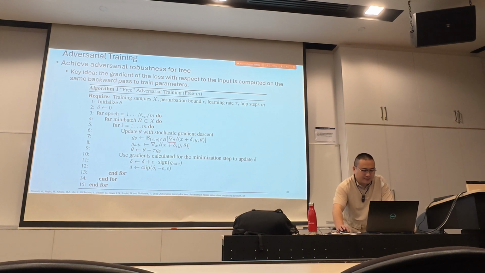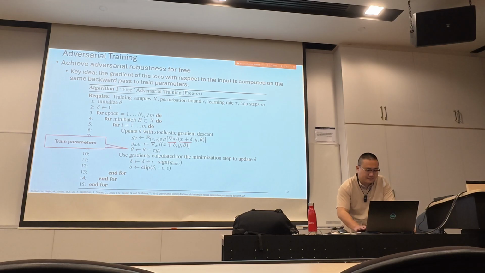So we calculate the gradient, but here, because we are doing adversarial training, we still apply the perturbation to the input, and then we calculate the gradient. And then we run the gradient descent. So we update theta in the opposite direction of the gradient. This is the normal procedure we apply when we train the model.